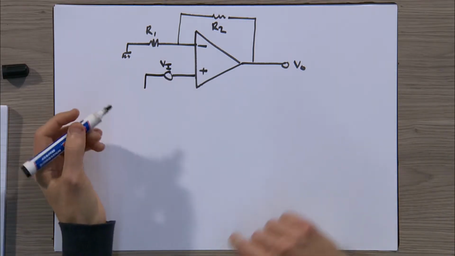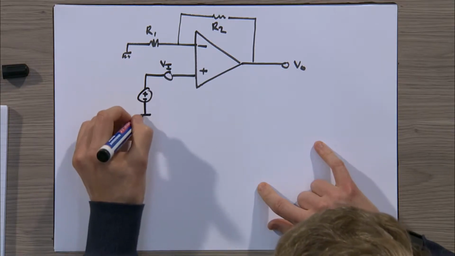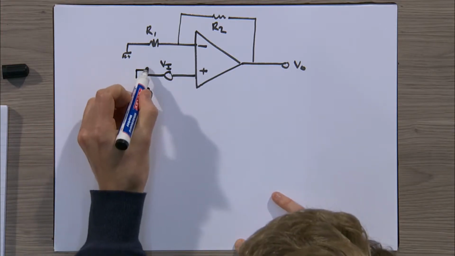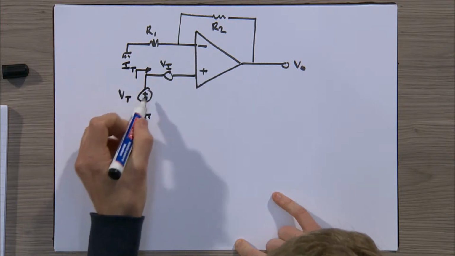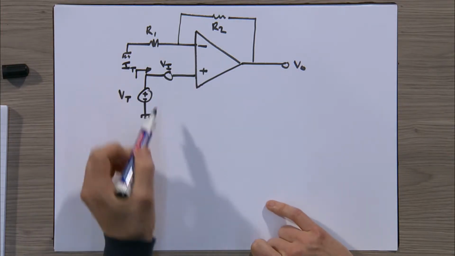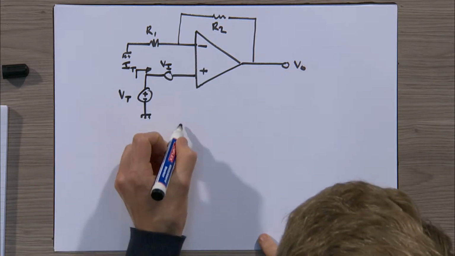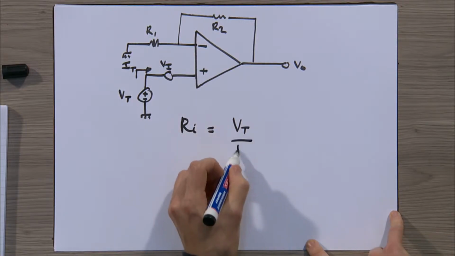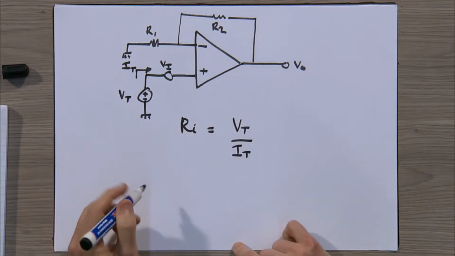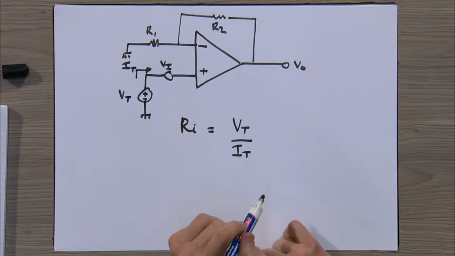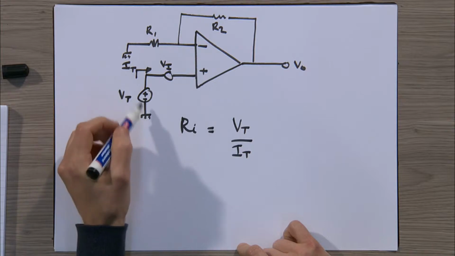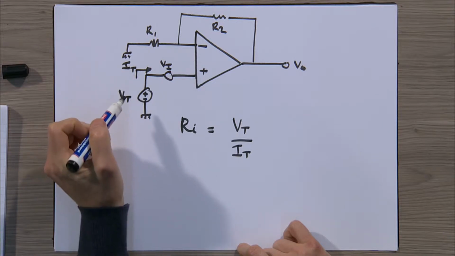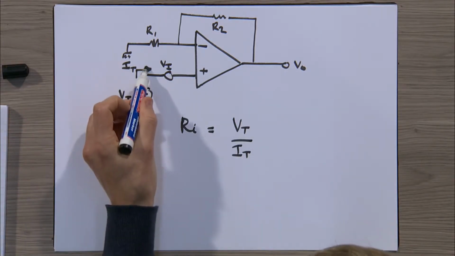Now, to get the input resistance, we always apply a test source with voltage VT for test, and we need to determine what is the current flowing because of that test voltage. Once we have that, we can determine the input resistance is equal to our test voltage divided by our test current. And we're going to see that Ri is a very large value. Okay, so VT we already have a value for, that's just the voltage, but we need to determine what is IT.